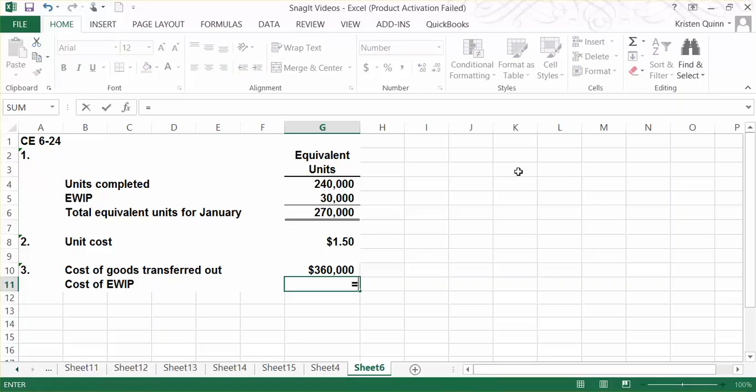For our cost in ending work in process, again, we take our equivalent unit rate of $1.50 and we multiply it by how many equivalent units we have in ending work in process. Please note, we're multiplying it by the number of equivalent units of ending work in process rather than the total number of units, which had been 75,000. That gets us a total of $45,000 in cost that would be assigned to ending work in process.